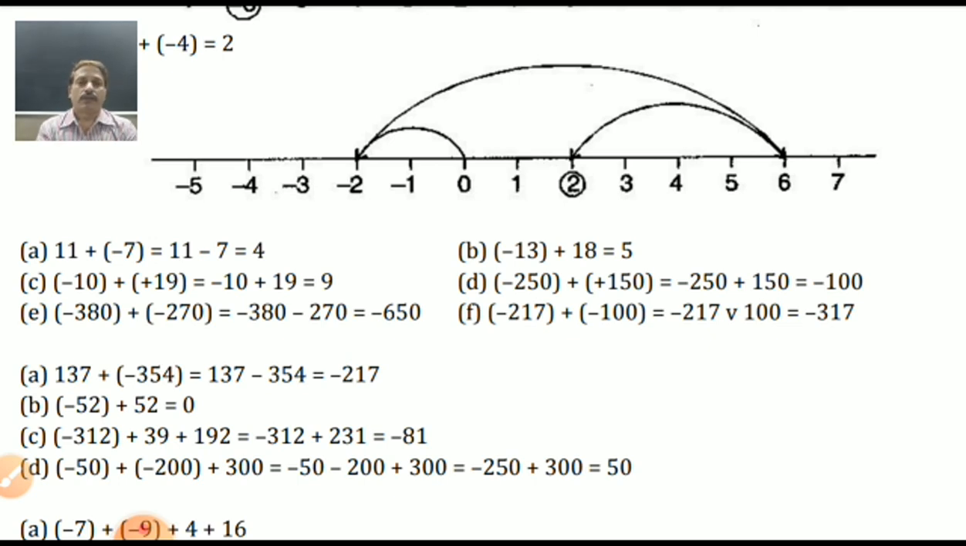Third one is also correct. Fourth one is also like that. Fifth one. Both numbers are negative, minus 380 and minus 270. We have to add up and give the answer minus 650, but the sign remains as it is, the negative sign. Good.